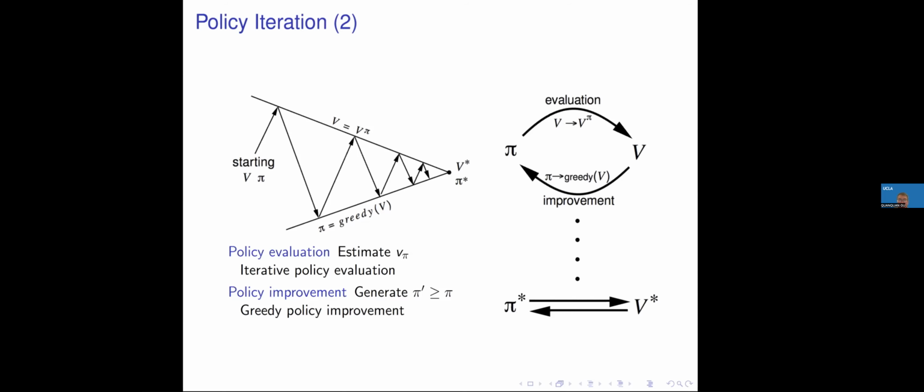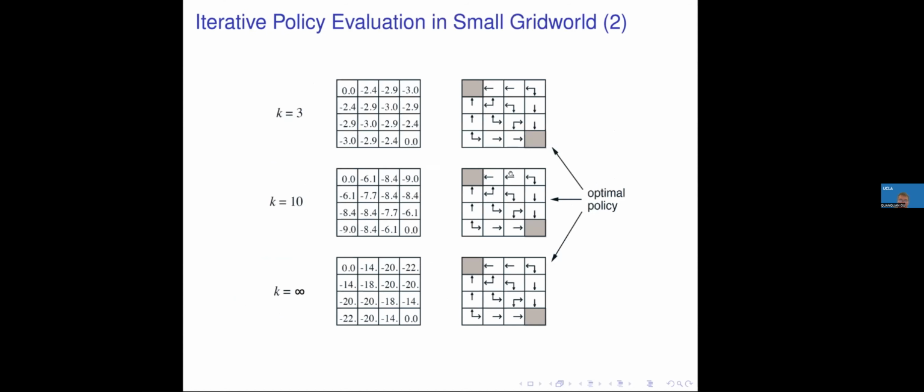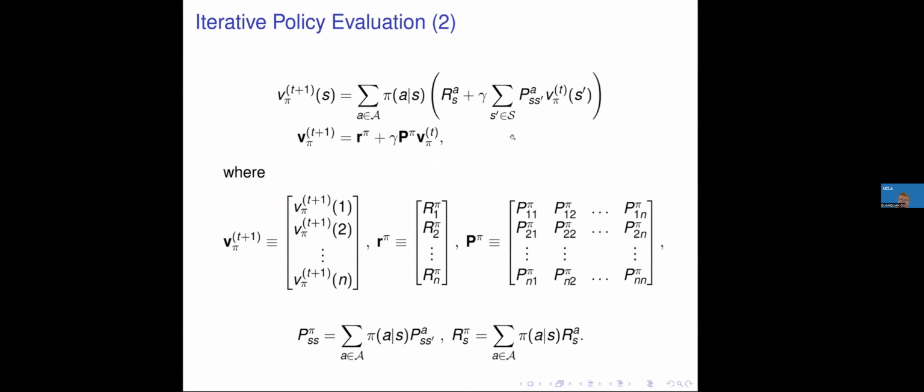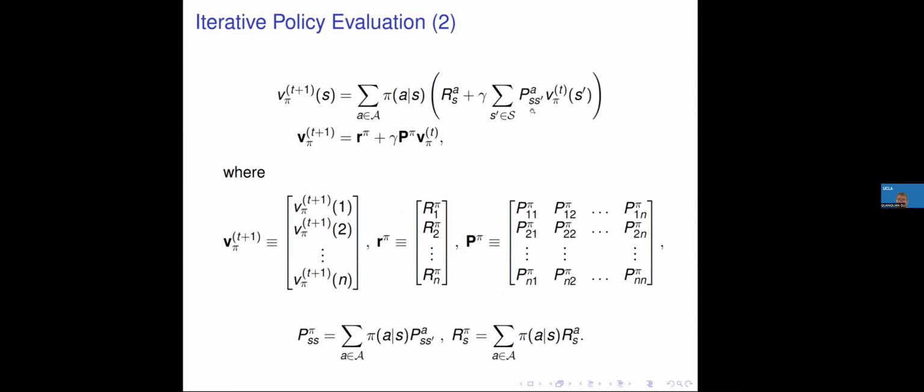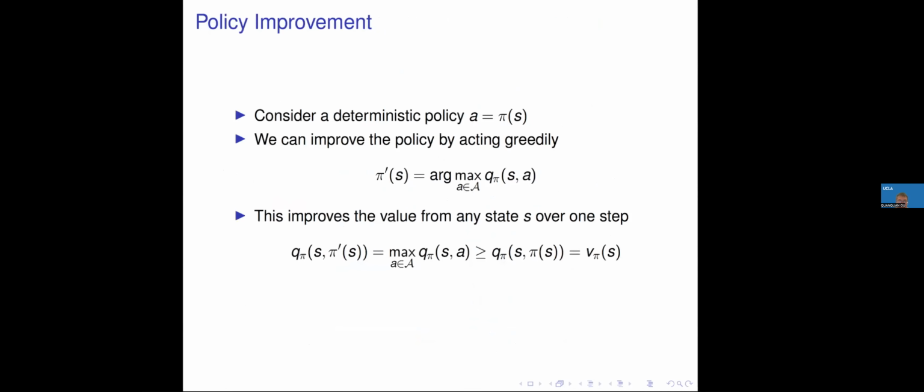But one thing I want to mention is that here we assume the state transition probability is known. That's why we can write down this fixed point iteration, because it relies on knowledge of the state action transition probability. If the state action transition probability is unknown, then we need some other method either to estimate it or to get around it. That would be a more challenging setting, which I'm not going to cover in today's lecture.